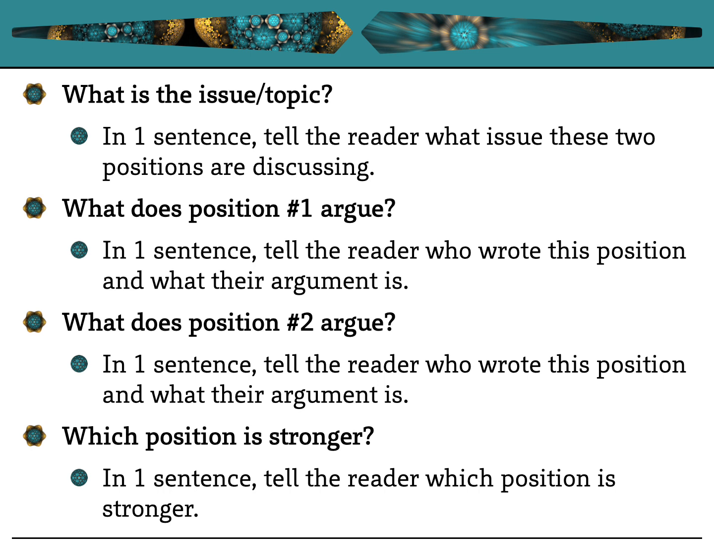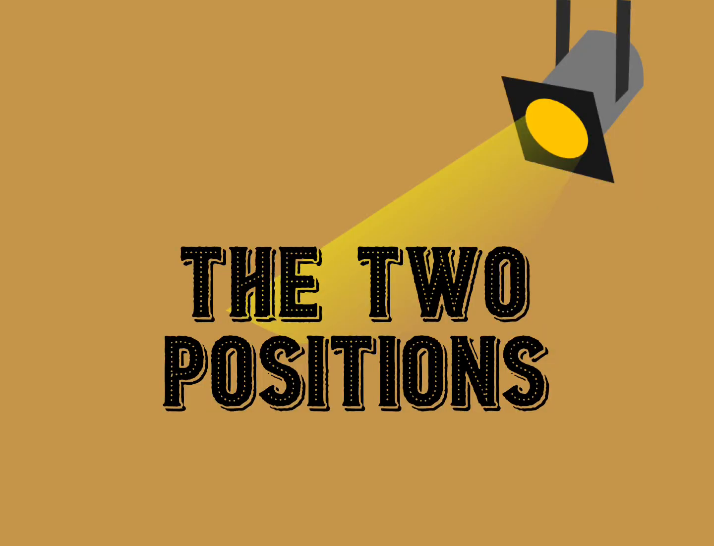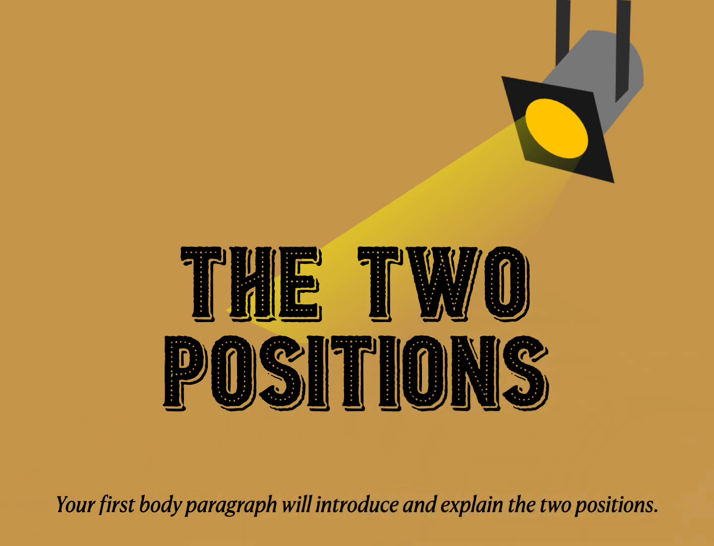It's not that hard. How many sentences do they want per paragraph? 3 to 7. If you follow this, you've got 4 sentences. That is a perfectly happy little paragraph. So moving on, your first body paragraph covers the two positions. So you want to introduce them each and explain what they are.